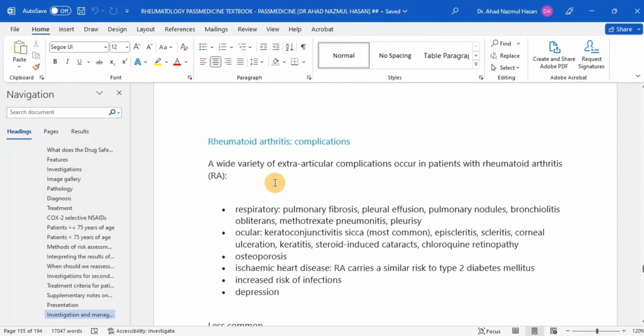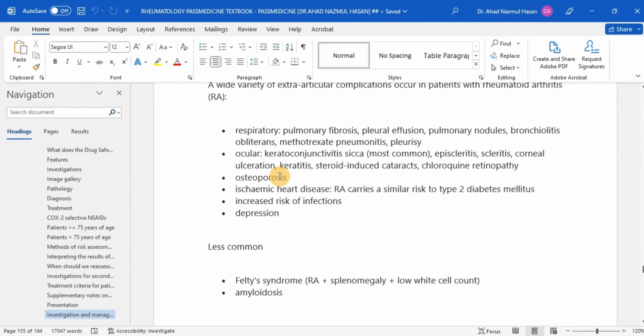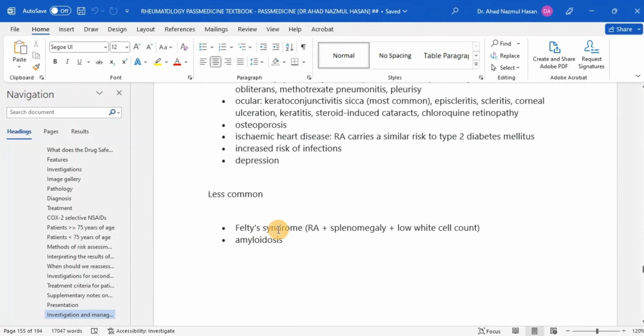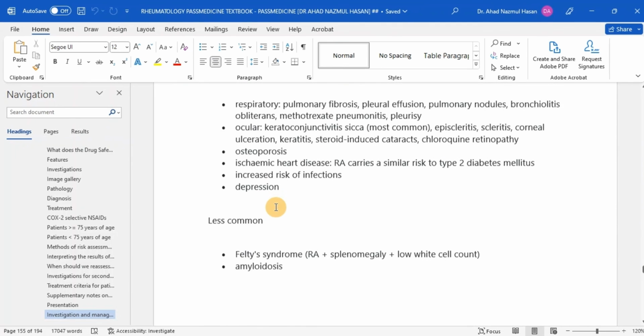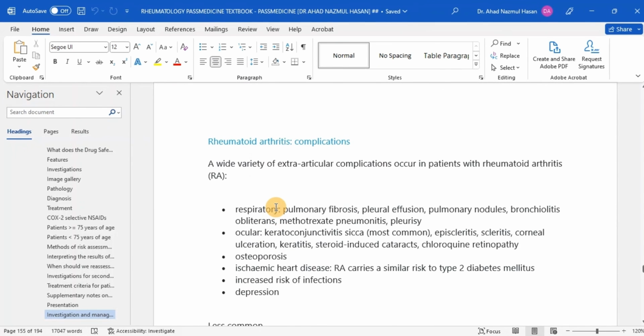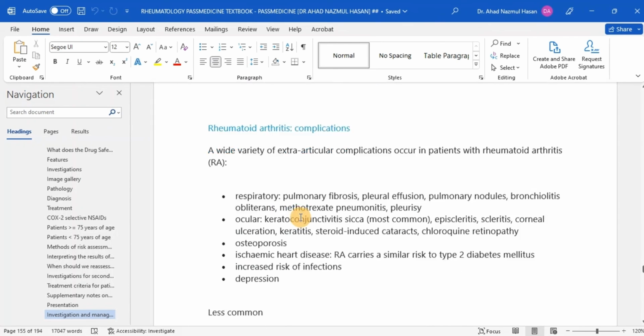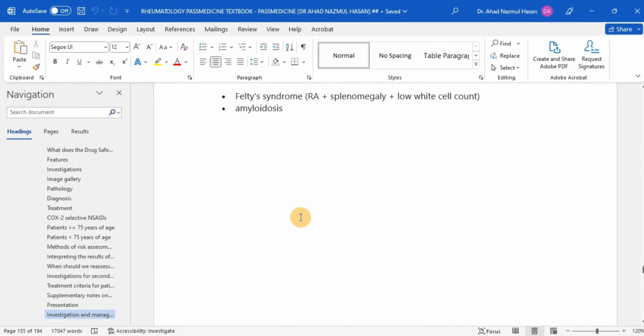Rheumatoid arthritis: the commonest complication may be the cardiac complication as well as respiratory complication. And Felty's syndrome in long-standing rheumatoid arthritis. What is the most common extra-articular ocular manifestation? Keratoconjunctivitis sicca. Yeah, keratoconjunctivitis sicca, and episcleritis.